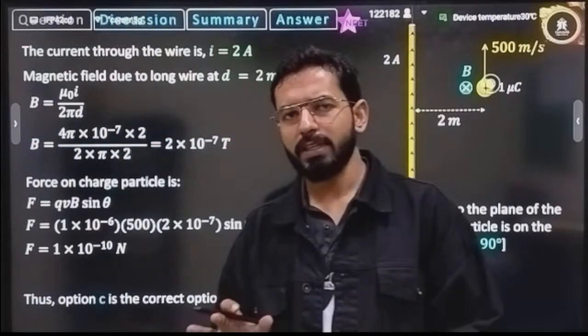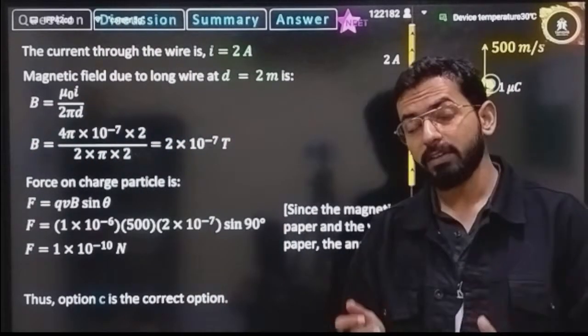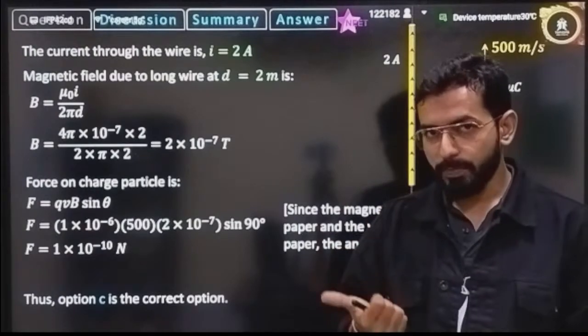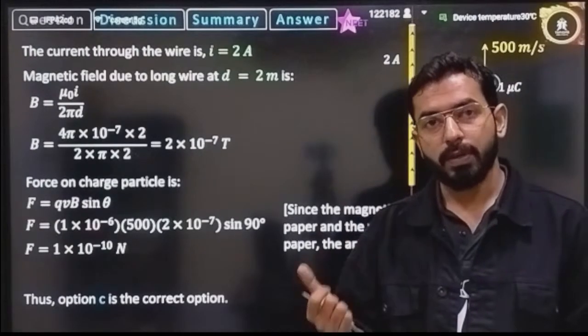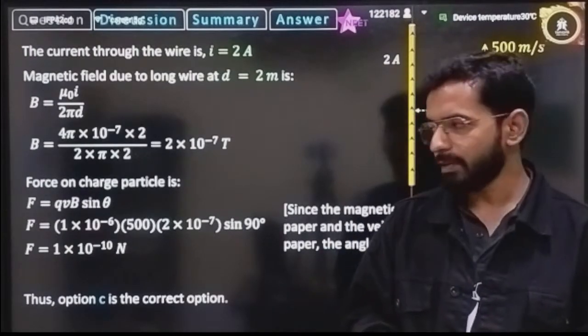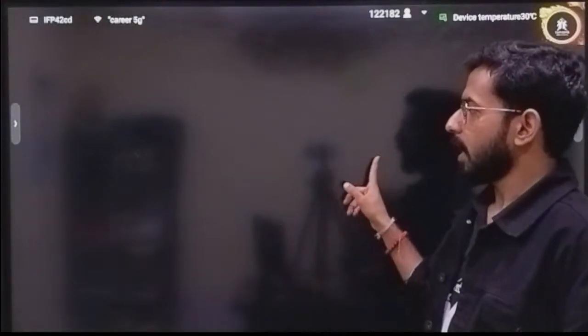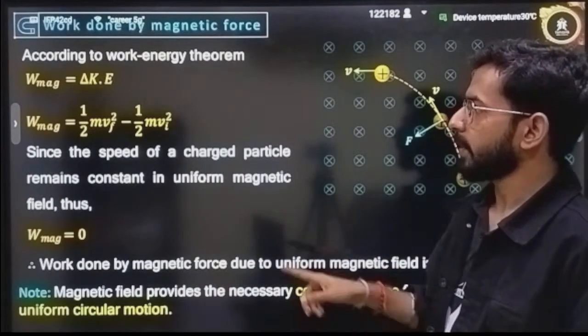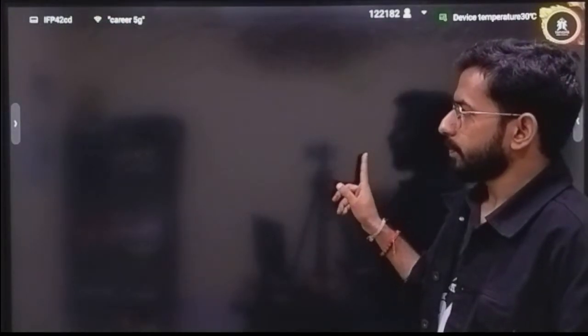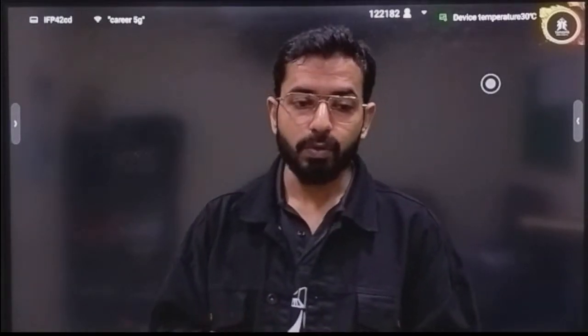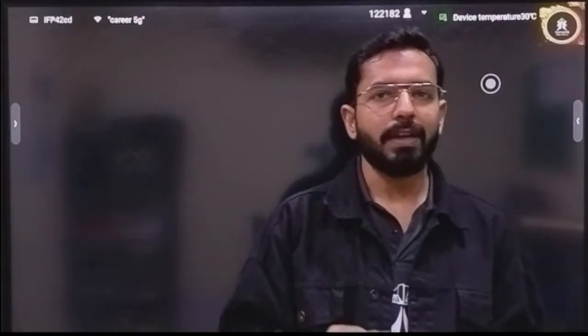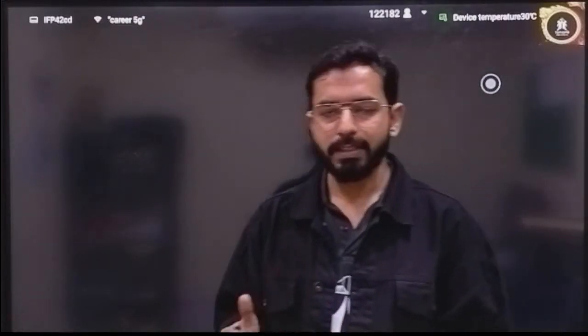Is it clear? So this question helped you find the direction of the magnetic field, apply the formula of the magnetic field, and then apply the formula of force as well. It was a good question, understanding wise, on how to apply the formulas. I hope you have loved this class and have got to know a lot of new things. Now we will be discussing energy, work done, and the rest of the things from the next lecture.